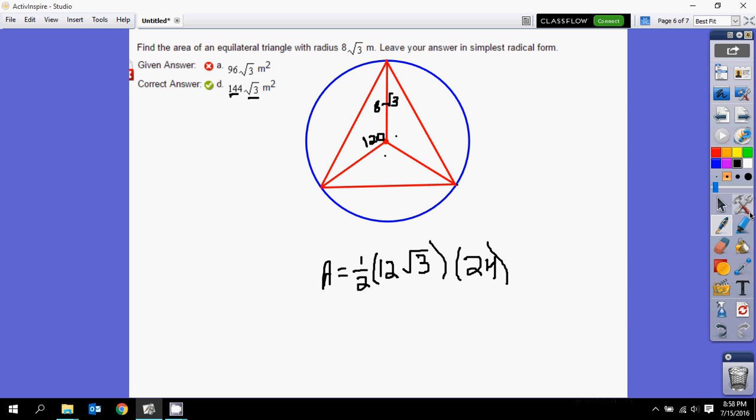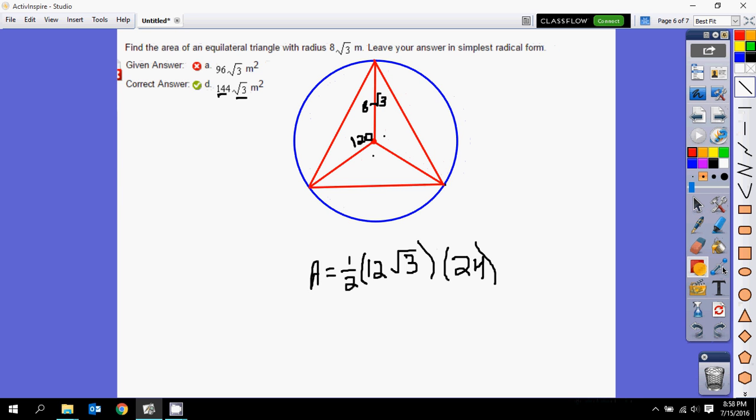So what I'm going to do is, I know just by experience, and now you'll know, that I need to probably use either a 30, 60, 90 triangle or a 45, 45, 90 triangle, since I've only got one side length. Okay, I can't use Pythagorean theorem because that requires two side lengths.